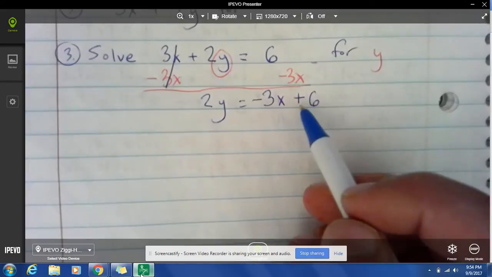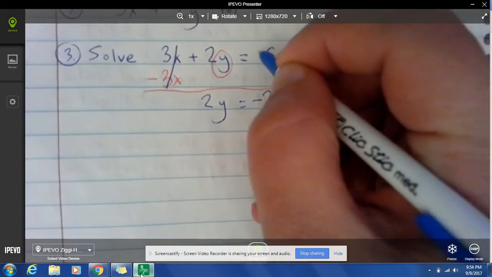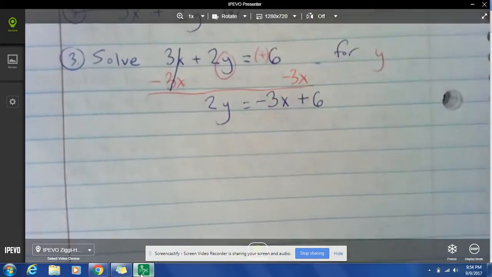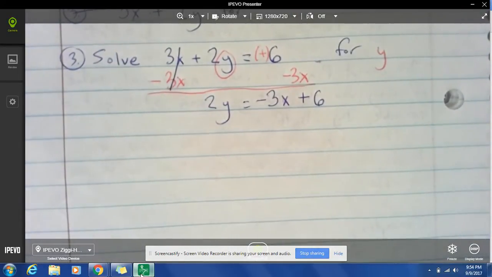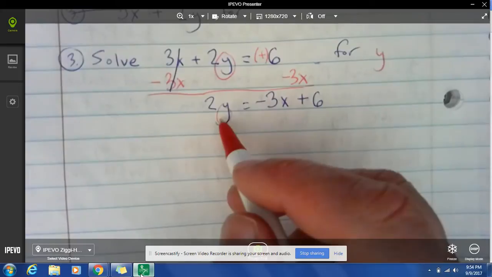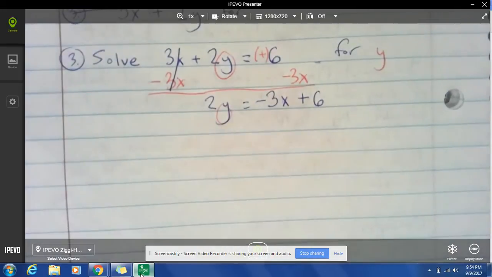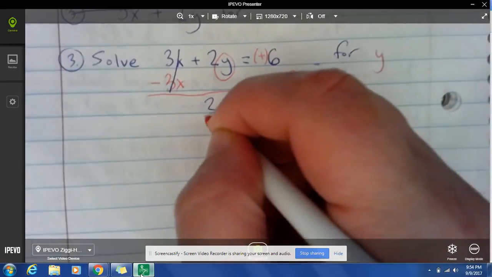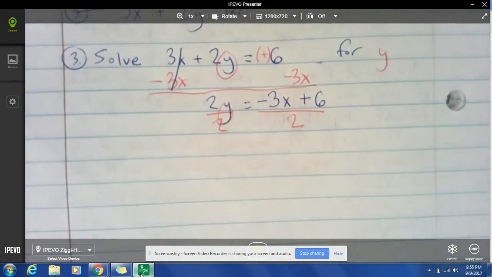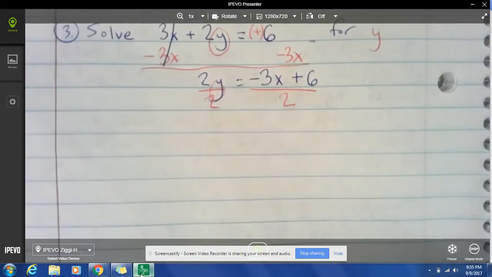Don't forget, you always need to have a sign in between two terms, and there's always an invisible little plus sign in front of a number if you don't have a sign there already. Okay, and then we're looking at the fact that we have 2 times y, and so we have to undo it with multiplication. So what we're going to do again is put this side over 2 and this side over 2.